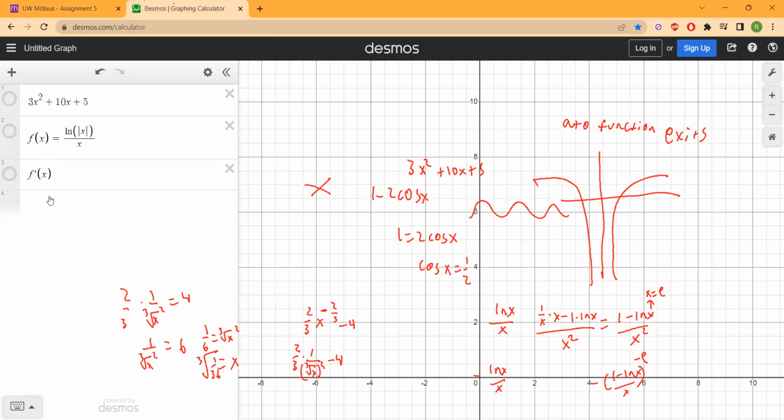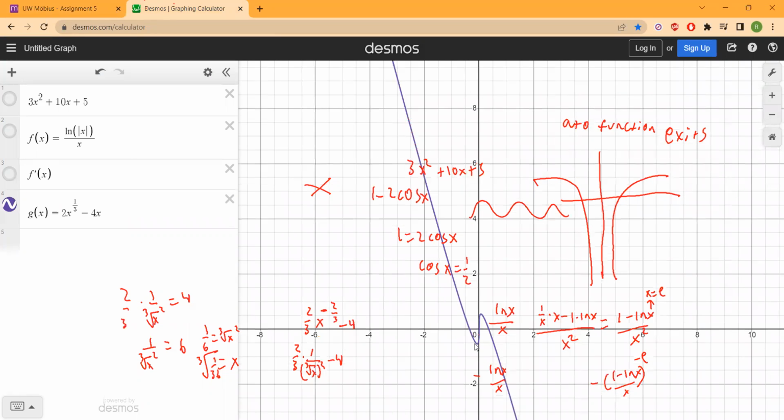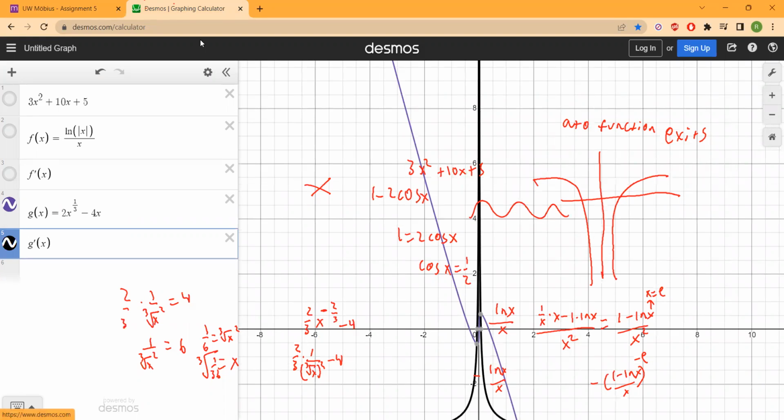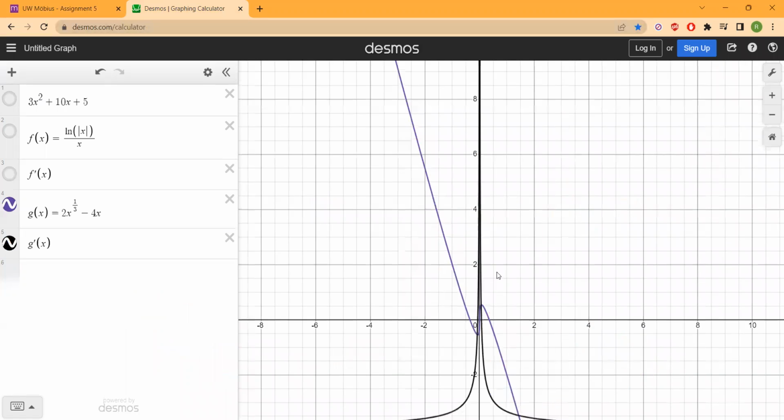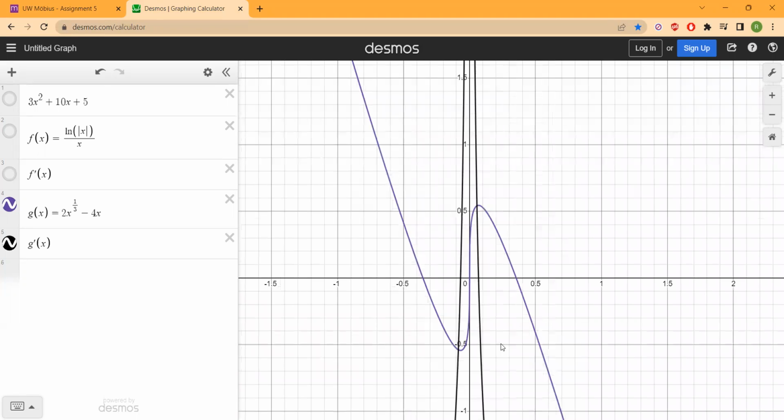And we can check that using decimals again. So g of x equals 2x to the power of 1/3 minus 4x. So there it is. Right here it wouldn't exist. So g prime of x. I was actually wrong. There are 2 critical points. The reason I got mistaken is because I forgot about the square. The square would make it so that you can have it be both positive and negative.